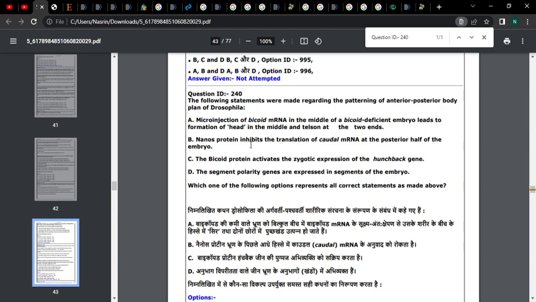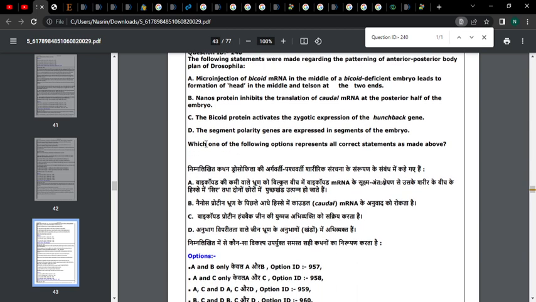Next, nanos protein inhibits the translation of caudal mRNA at the posterior half of the embryo. But please understand, friends, only bicoid protein inhibits the translation of caudal mRNA at the anterior, whereas nanos protein inhibits the translation of hunchback mRNA at the posterior half of the embryo. So this option is wrong. Next, bicoid protein activates the zygotic expression of hunchback. This is correct.